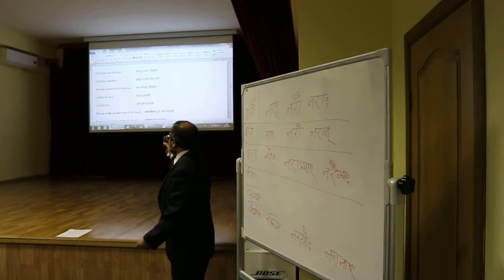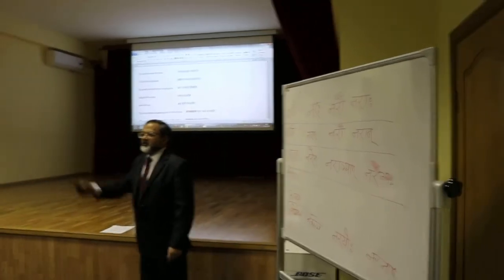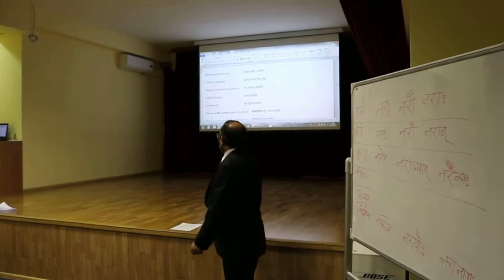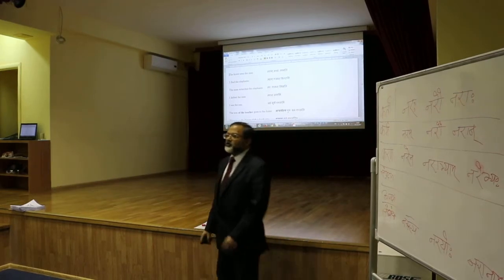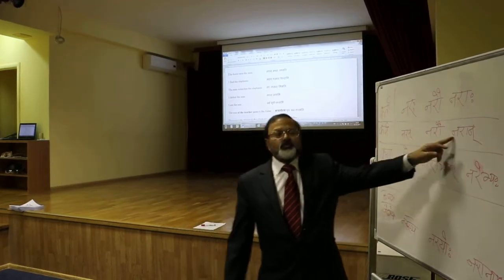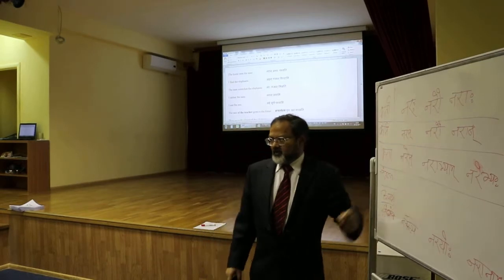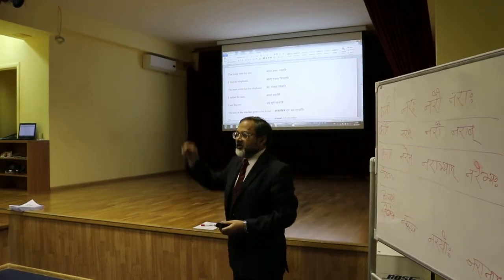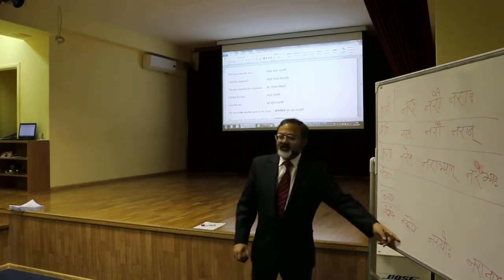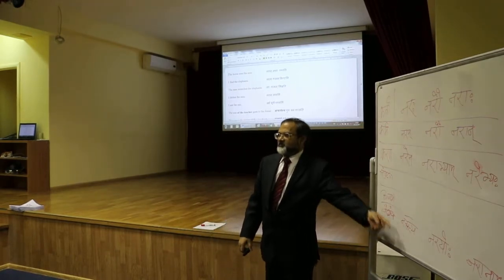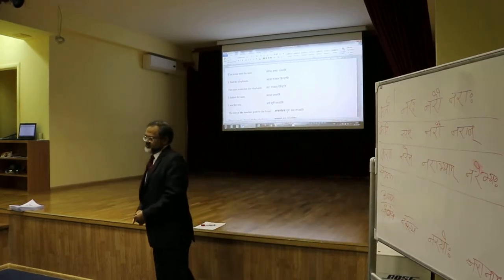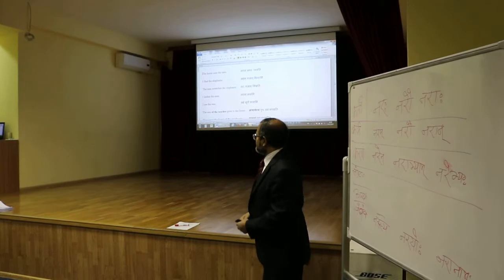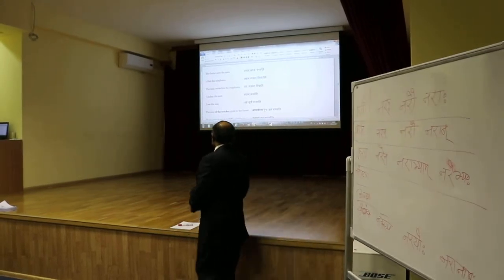Acharyasya putraha vanam gacchati. He is going to the forest. Vanam or vane. It goes to vanam gacchati. If you say he is going in the forest, then it will become vane. It will become the seventh for this thing. We are saying he is going to the forest. If he is going to the forest, then it is vanam gacchati.